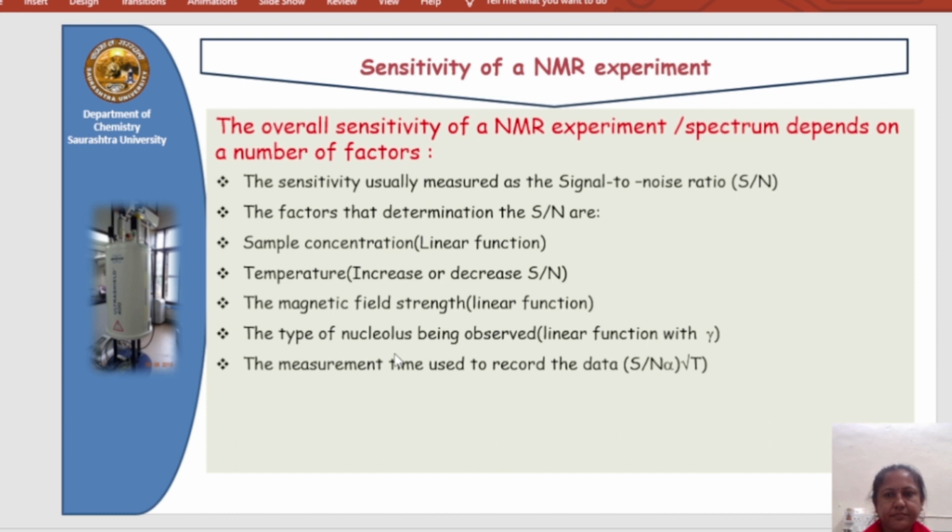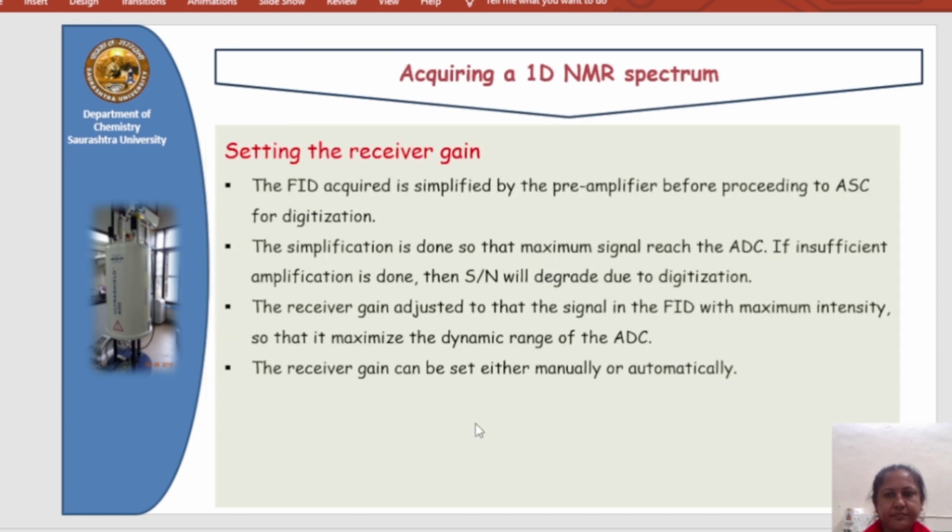The fourth important point is that it depends on the type of nuclei being observed. It is a linear function of the gyromagnetic ratio. And the measurement time used to record the data is related to the acquisition time. So S by N is proportional to the square root of T, the acquisition time required. So these are some of the factors. We go one by one.